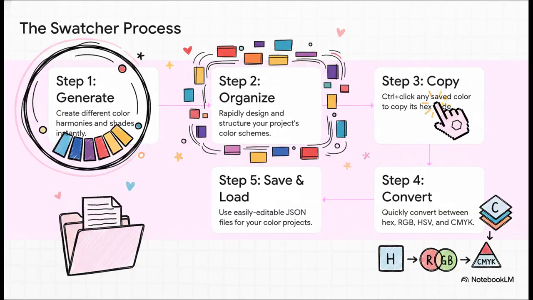Okay, check this out. Here's the process in a nutshell. First, you can instantly generate different color harmonies and shades, so you're not just guessing anymore. Second, you organize everything into specific project schemes, so your brand guide colors are totally separate from your video game character palettes. Third, and this is huge, you copy any code with just a single click. Fourth, you can convert between formats like hex, RGB, and CMYK in a split second. And finally, you can save and load entire color projects as these simple, easy-to-use files.